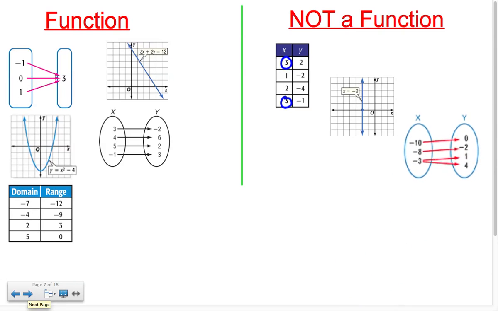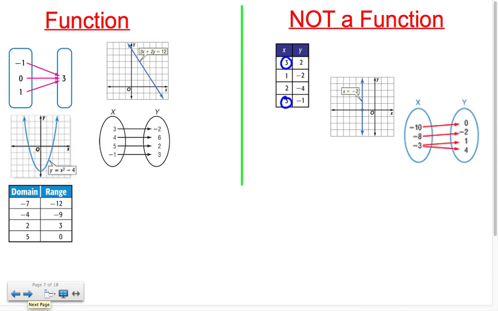And if I look at this mapping, when you see a mapping with two arrows coming from it, it means the -3 is tied to both 1 and 4. So it's kind of like if I had a table, -3 goes to 1 and -3 goes to 4. So since I have two values that are both -3 under the x side, that is not a function.